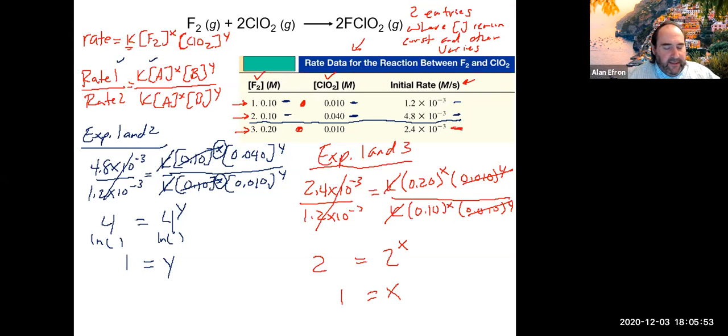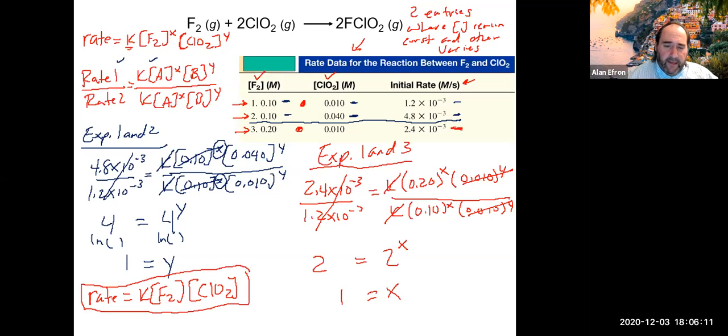And we can now write our completed rate law, which would be that the rate is equal to K times the concentration of F2 times the concentration of ClO2. And both of those are first order. So just like most things with ones, you don't have to actually put it there. We could get the overall reaction order here. The overall order for this reaction would be 1 + 1, which would be second order. And that is found by adding the 1 from here and the 1 from here, the 2 orders. Any questions so far on that?